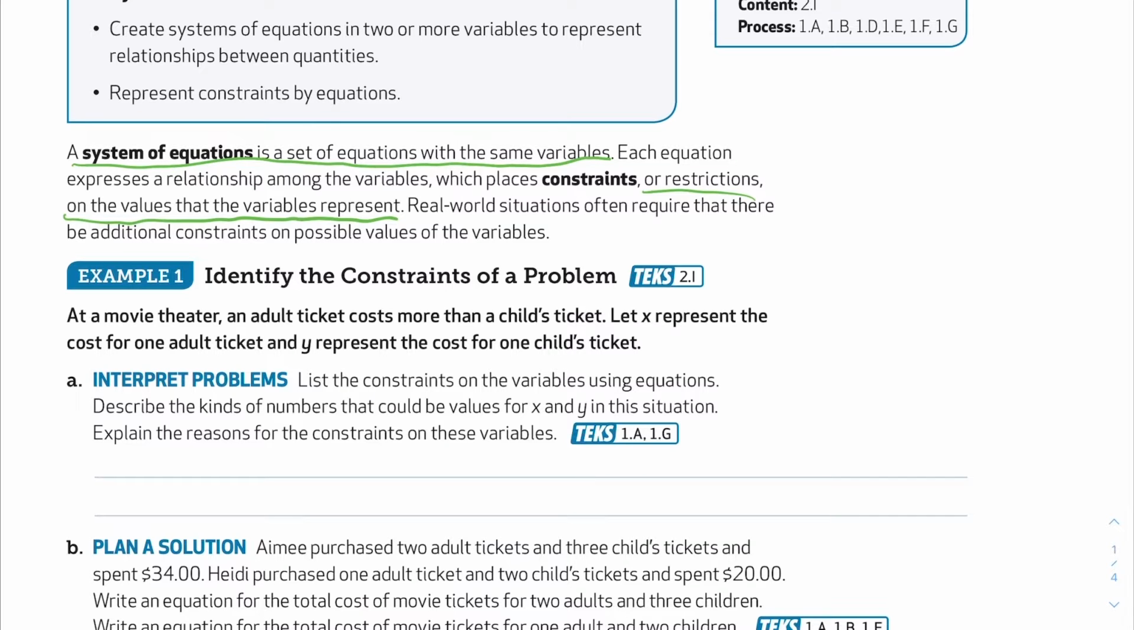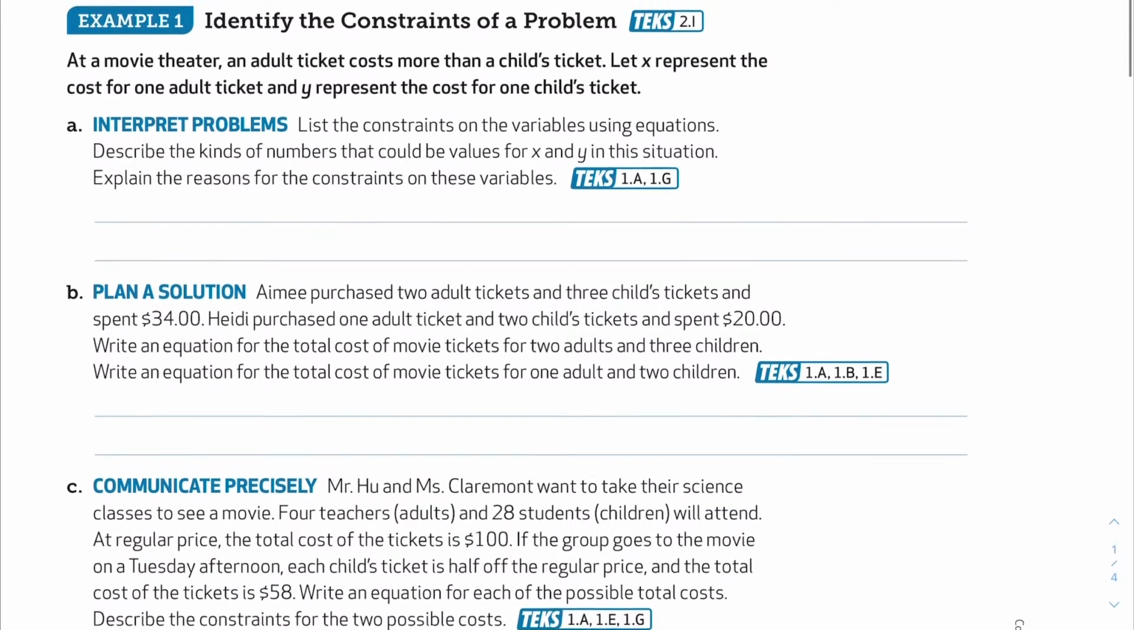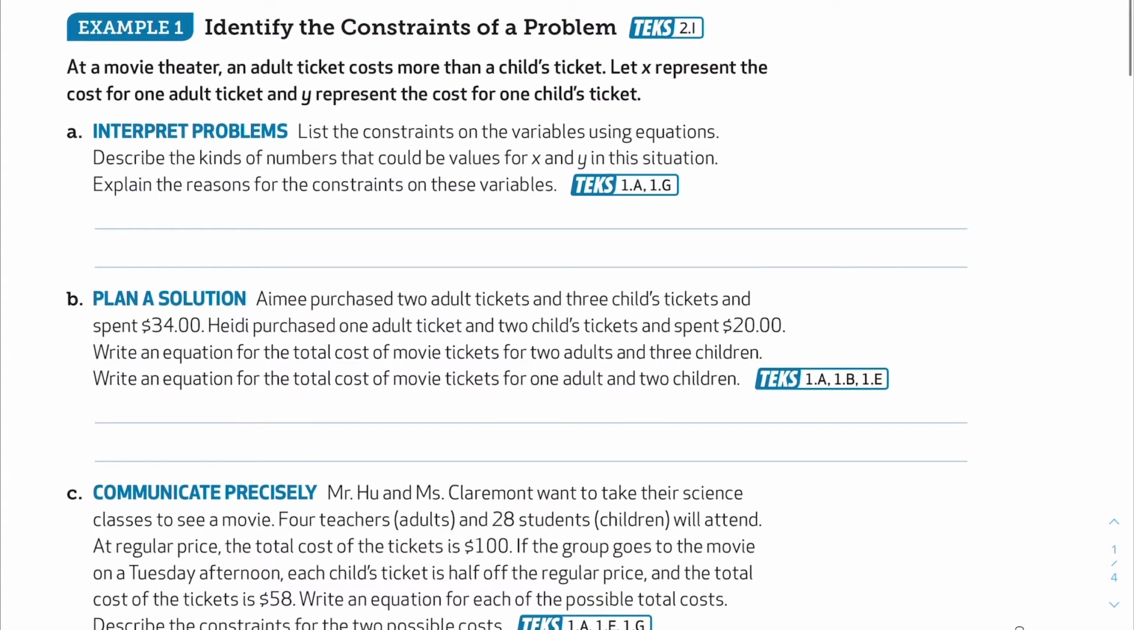Real-world situations often require that there be additional constraints on possible values of variables. This means in real life, there are variables, but those variables can't just be any number like we can have on a graph. A graph can have any number, infinite numbers. But in real life, there's a limit to how big things can be. Let's go ahead and do example number 1 to see if there are any limits in this story.